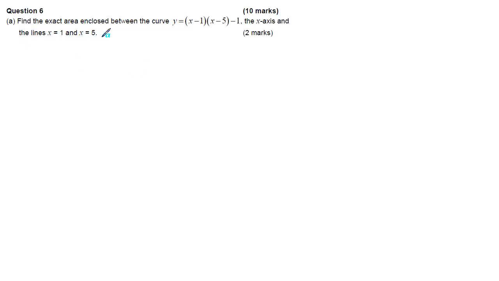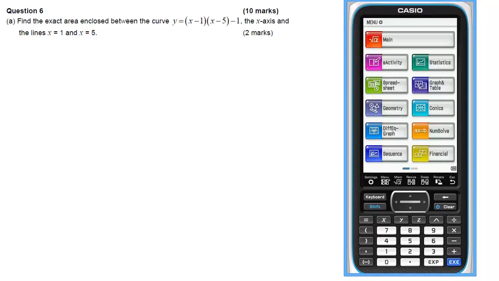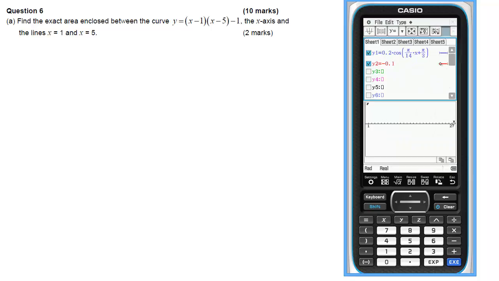We want to find the exact area enclosed between the curve y = (x - 1)(x - 5) - 1, the x-axis, and the lines x = 1 and x = 5. So I'm going to go to graph and table. Let's just clear anything I've got there at the moment.